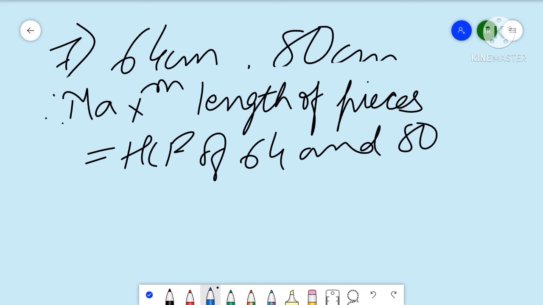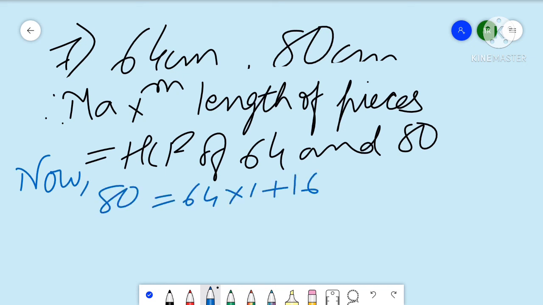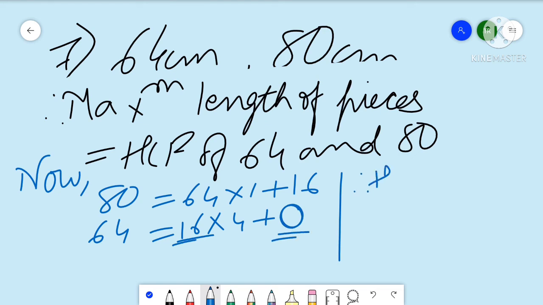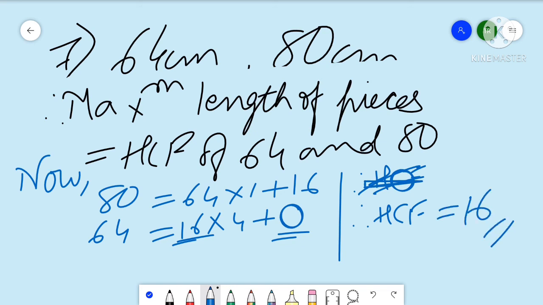You know how to find the HCF. For finding the HCF, 80 is equal to 64 into 1 plus 16, and 64 is equal to 16 into 4 plus 0. So here the remainder is 0, and our divisor is the HCF. Therefore, HCF is equal to 16. So the maximum length of each piece can be 16 centimeter.